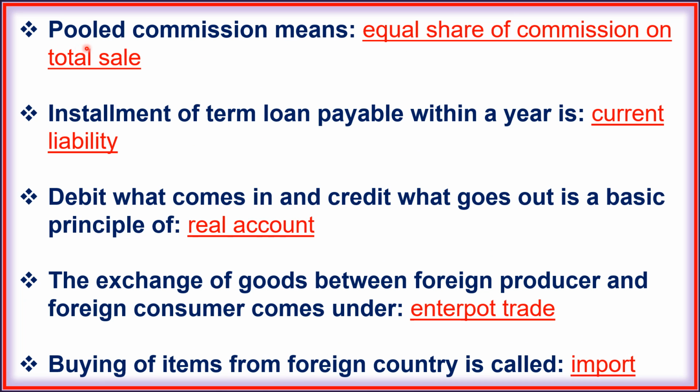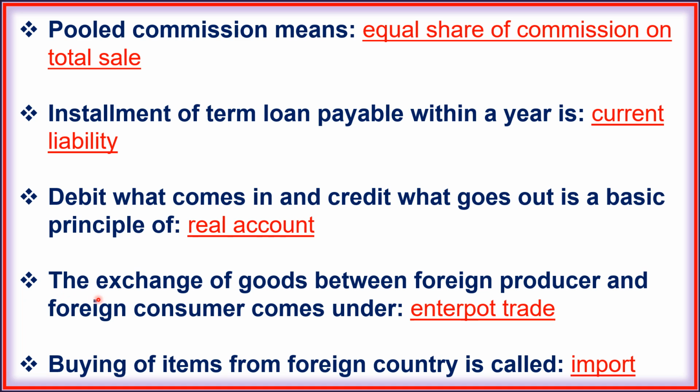Next, pooled commission means equal share of commission on total sale. Next, installment of term loan payable within a year is current liability. Next, debit what comes in and credit what goes out is a basic principle of real account.